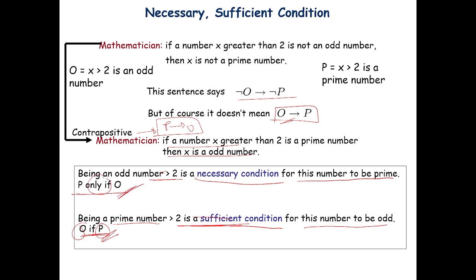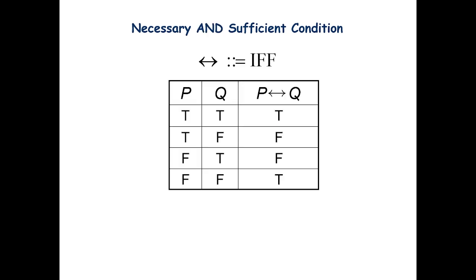P only if it's odd. Well, that's now a quite good example. But I think I remember it just by the logical thing. P only if O means P implies O. And O if P is again P implies O. Necessary and sufficient condition. Yep.